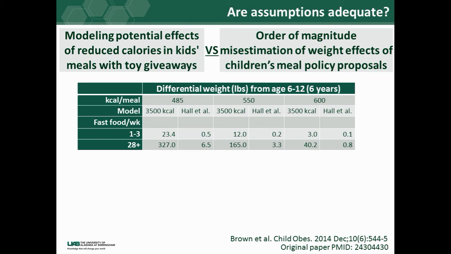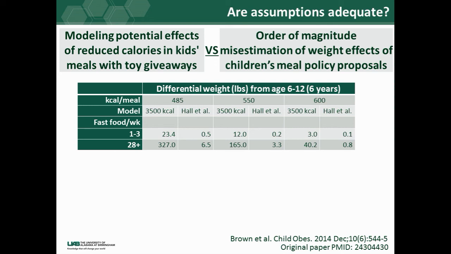And when we look at the 3,500 kcal estimations, this is saying that using a 485 kcal per meal policy to limit children's meals to 485 kilocalories, you would expect a child to prevent 23 pounds of weight gain. Whereas with the validated method, it's only a half a pound. And this gets even more extreme with the 28-plus fast food meals per week, which, according to their data, 3% of children were eating over 4 meals a day from fast food restaurants. You see quickly how the model starts to fall apart because you're talking about 327 pounds.